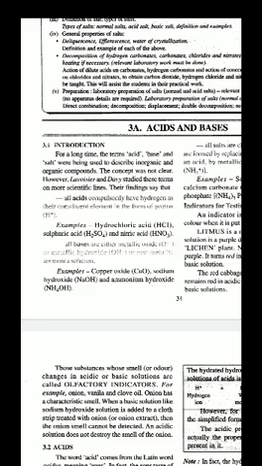For a long time, the terms acid, base, and salt were used to describe inorganic and organic compounds. The concept was not clear. Lavoisier and Davy studied these terms on more scientific lines. Their findings say that all acids compulsorily have hydrogen as their constituent element in the form of a proton.